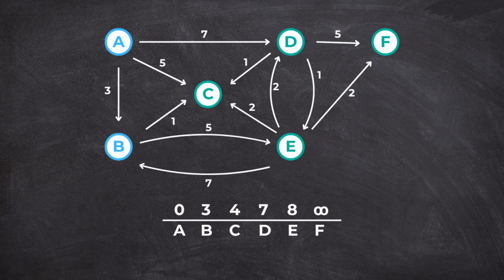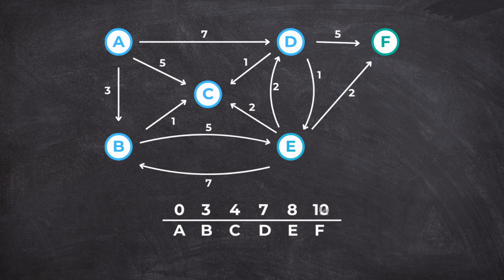Next, we choose the unvisited node with the smallest cost, which is C. We mark C as visited. There's no update needed since there are no edges leaving C. The next smallest cost leads us to node D, so we choose D. From D, we can reach F, so we update our table with this new path.